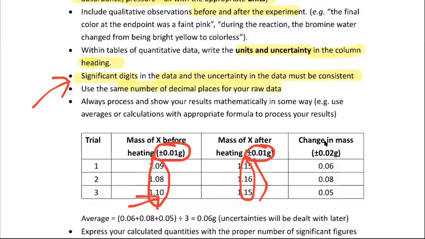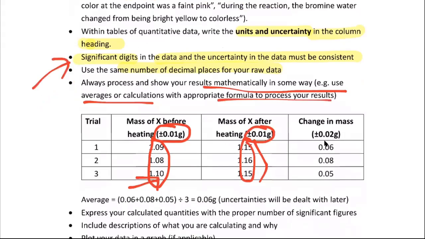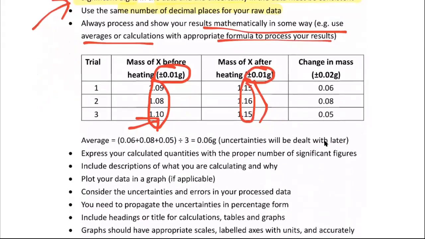And then it says always process and show your results mathematically in some way. So use averages, calculations with formulas to process your results. You only need to show the work for one sample calculation, okay? You don't have to show every single calculation. You could just do one example for each type of calculation you do, but you do need to do all of them and then present them in your table, okay? And so here it's showing you how they averaged the numbers in the last column. And then this was their average.